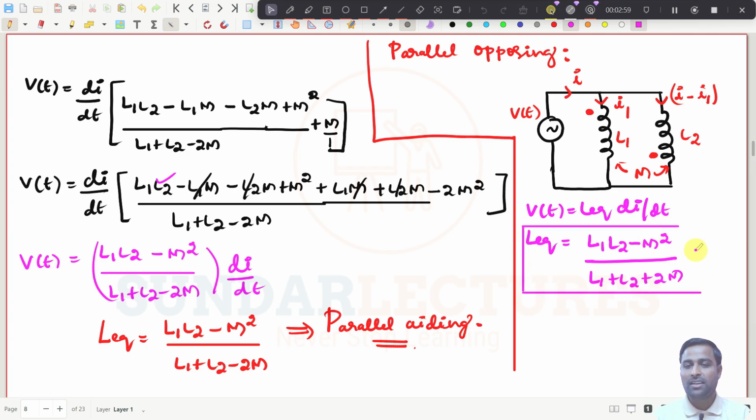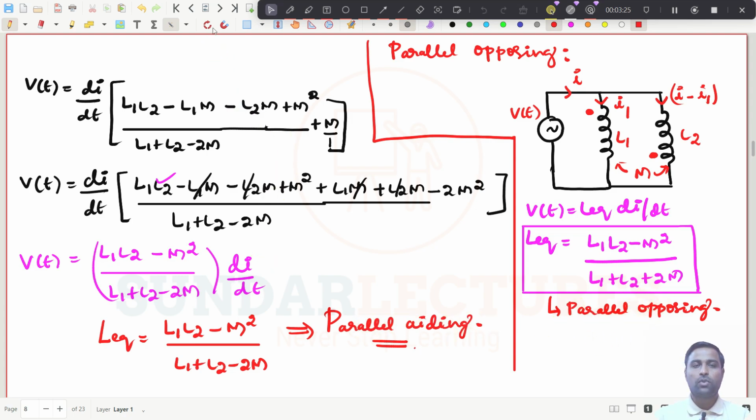This is the equation you will get for parallel opposing. Try to understand, right? You do this by yourself and verify it. If you have any doubt, please post it in the comments. I will reply to it, right?